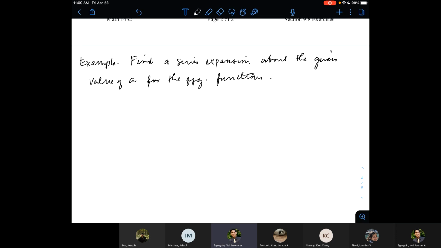So here we want to find a series expansion about the given value of a for the following functions. Let's start off with x to the power 4 e to the minus 3x squared, right? So this is my function. Let's call it f. Say about or around x equals 0. What do we notice about this function?